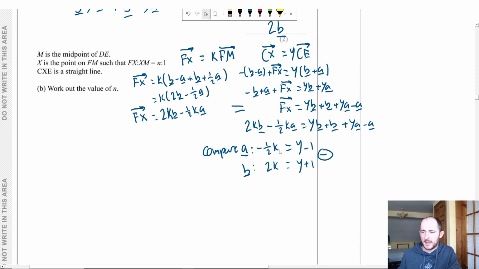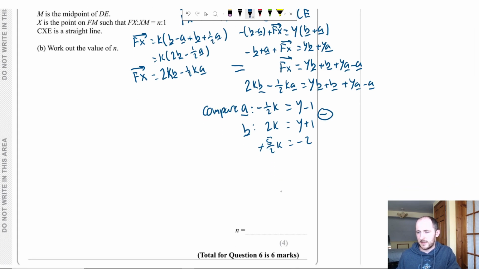So minus a half k minus 2k would be minus 2.5k, or minus 5 over 2 k. Y minus y is 0. Minus 1 is minus 2. So if we rearrange this, well, the negatives will cancel out. Times by 2, we get 5k equals 4. So k is equal to 4 over 5.